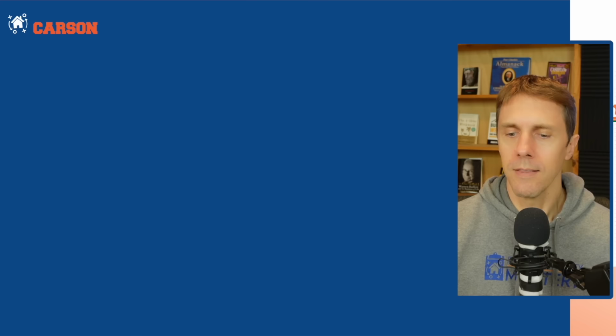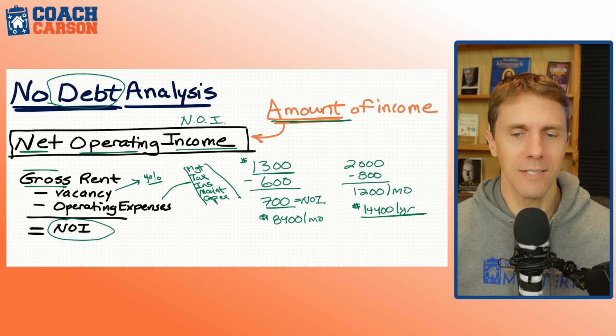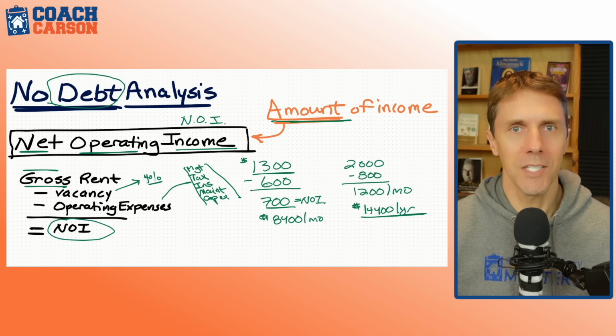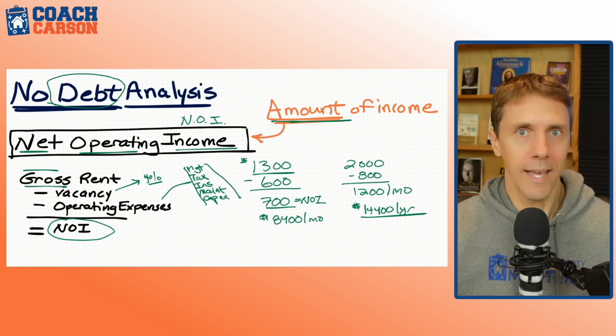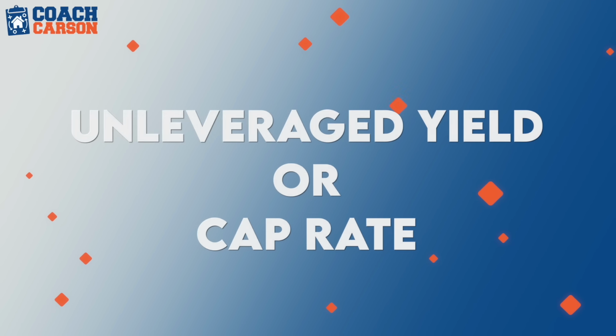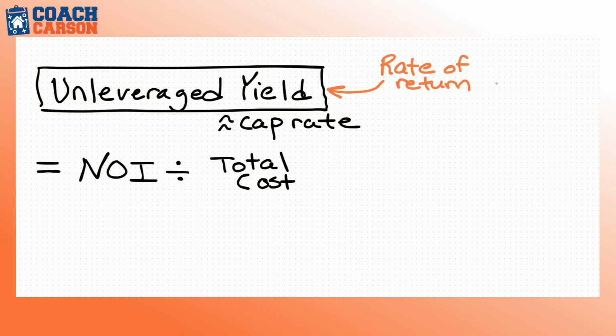So what do we do with this? This, number one, just tells us how much money or how much income we're making on an annual or a monthly basis. But then we can use it for the next formula, which is very important for me as well. It's called the unleveraged yield, or a cap rate. So if the net operating income is the most important number in rental analysis for me, then a close second is this formula called the unleveraged yield, which is also the exact same formula, just used in a little bit different way as a cap rate, which you might have also heard.